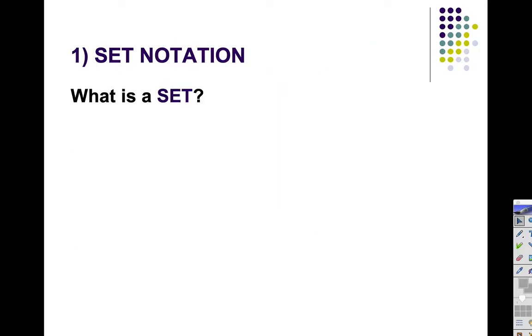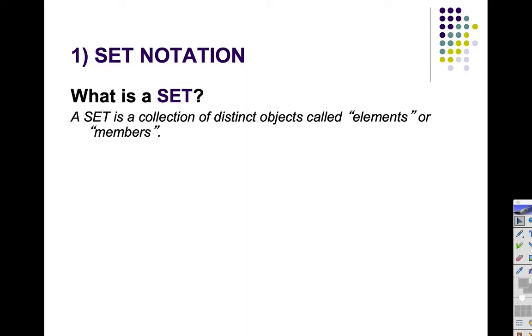So what is a set? A set is a collection of distinct objects called elements or members. Remember when we talk about what is discrete math, it's the study of the whole number. And when we talk about whole number objects, that means things that have to be distinct.